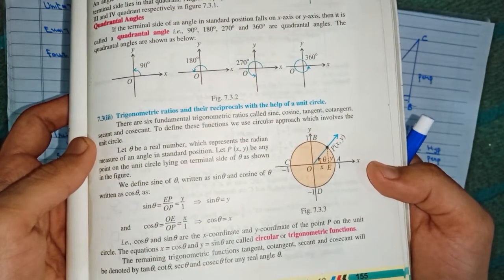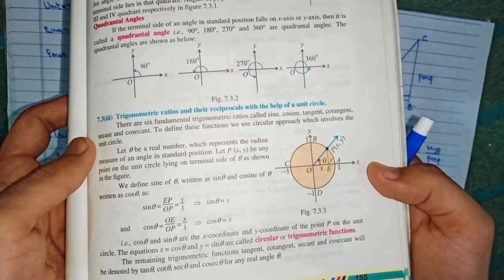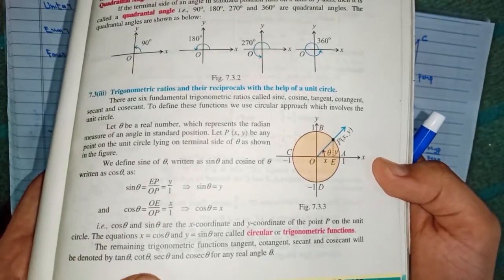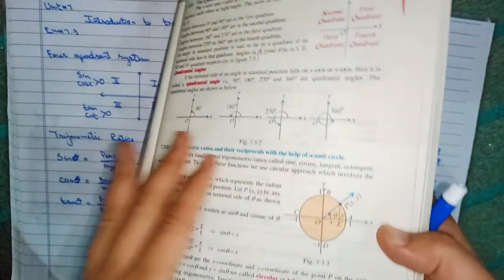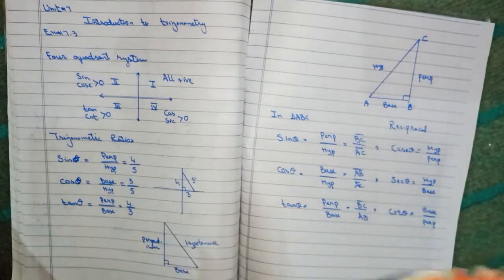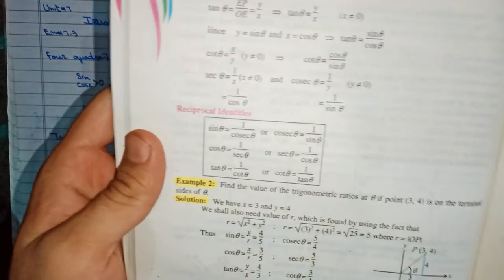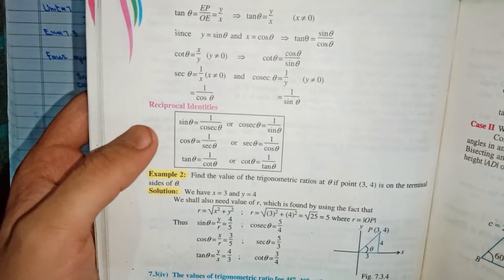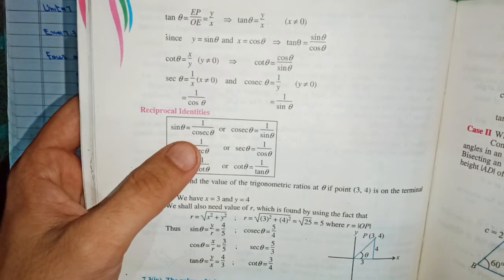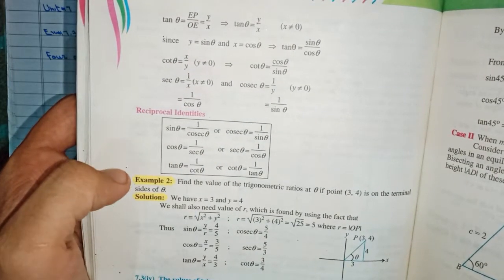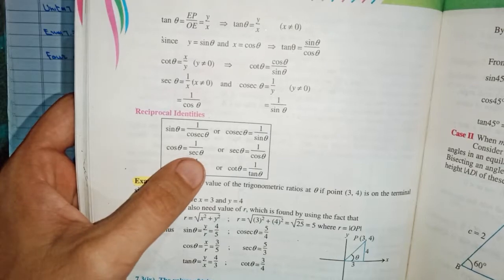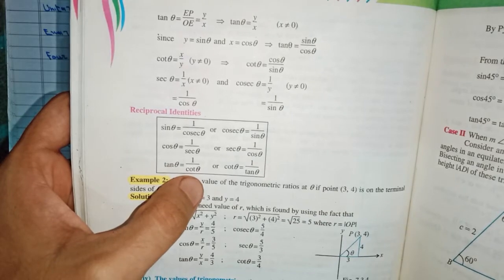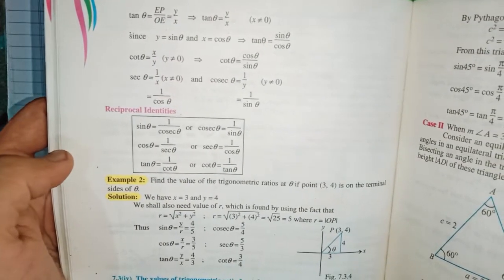The remaining trigonometric functions tangent, cotangent, secant and cosecant will be denoted by tan theta, cot theta, sec theta, cosec theta for any real angle theta. On the next page you can clearly see this box where trigonometric ratios with their reciprocals are written. Sine, its reciprocal is cosecant. Cosecant's reciprocal is sine. Similarly, cos is the reciprocal of secant and secant is the reciprocal of cos. Tangent is the reciprocal of cotangent and cotangent is the reciprocal of tangent.